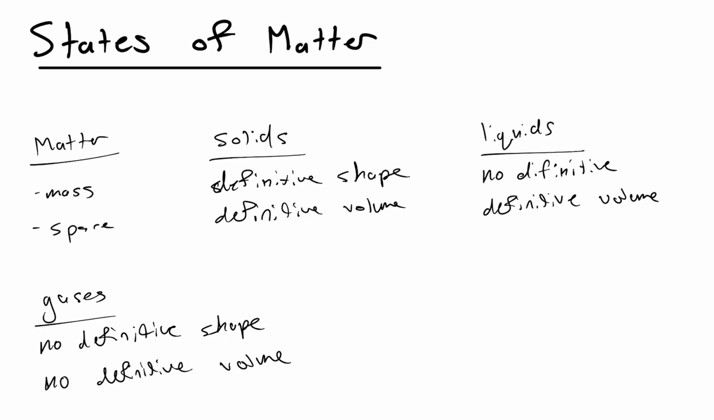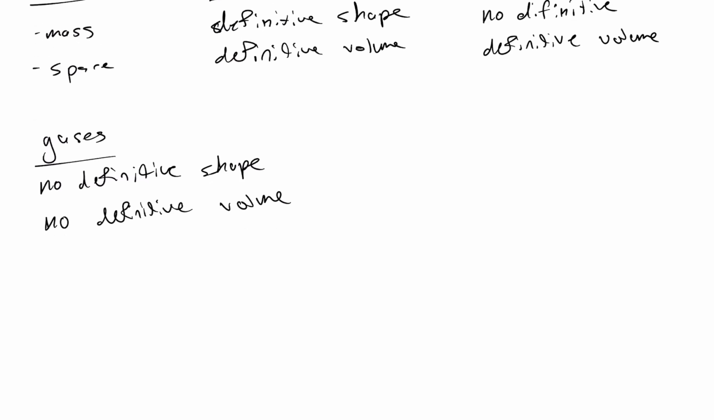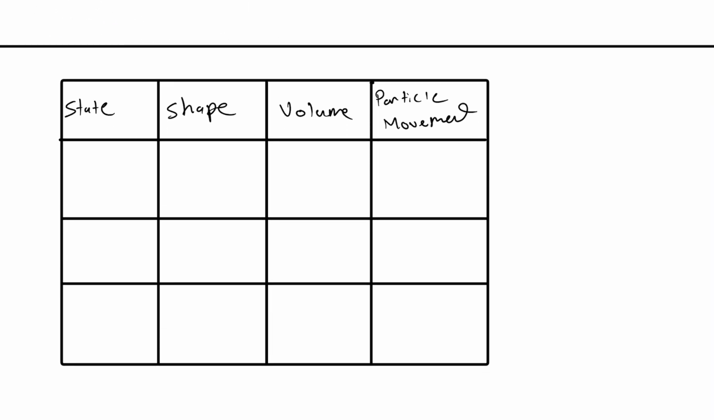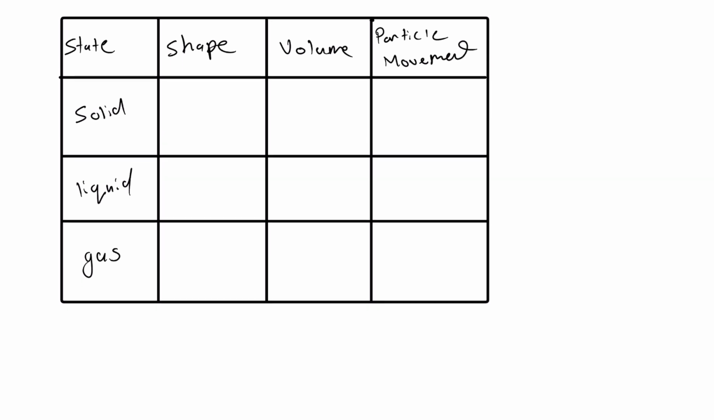So now that we've gotten that out of the way, let's make a little table for you guys to test yourselves. So pause the video after every question I ask and see if you can get it right. So we have the states on the left. We're going to go solid, liquid, and gas. And then we have the questions on the top. So shape, volume, and particle movement. Now, particle movement will be the bonus questions, but shape and volume we've gone over.